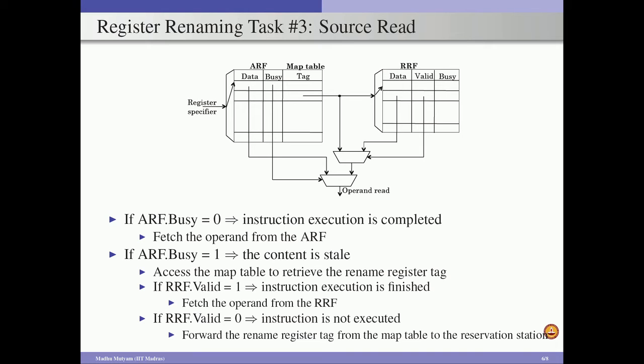So, this is the overall process that happens in register renaming logic. We have 3 components. One is the destination allocation, the second one is register update, the third one is the source read. So, now we are going to consider an example to discuss this entire process.